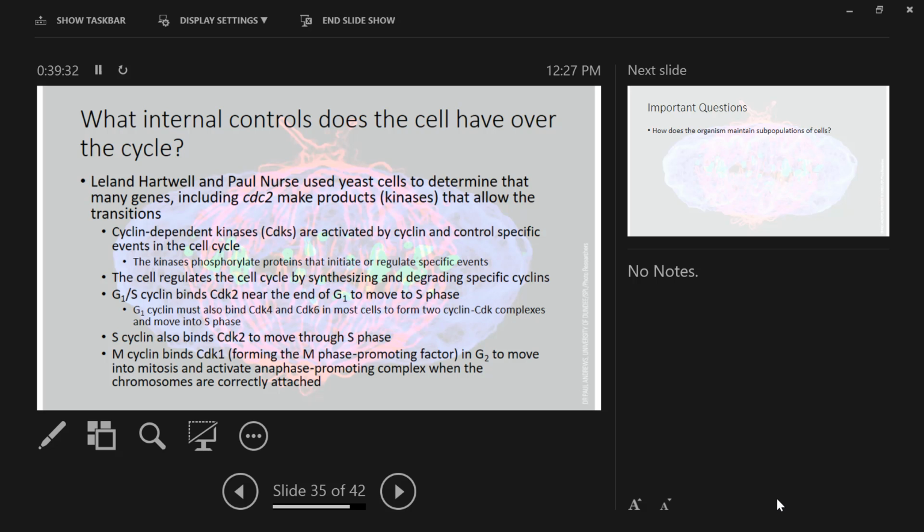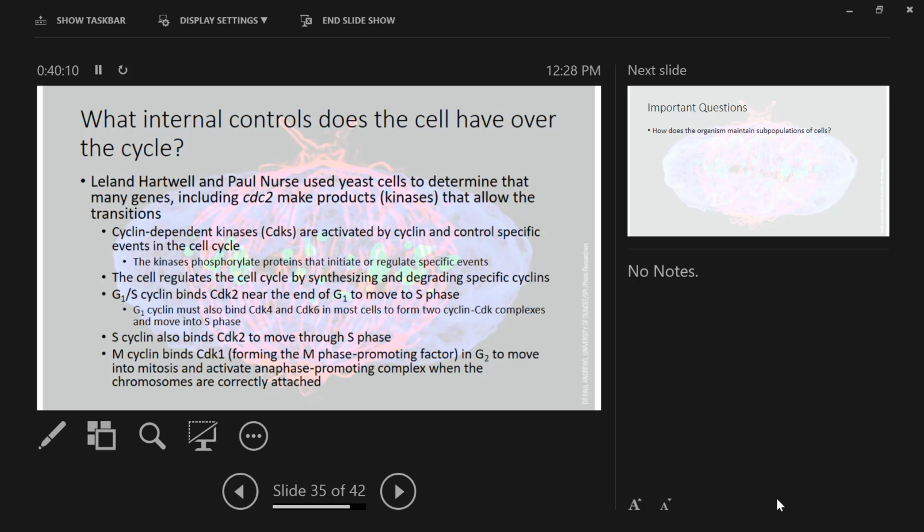All right, so we already mentioned this. G1S cyclin binds CDK2 near the end of G1. But you see this G1 cyclin also binds 2 separate CDKs, CDK4 and CDK6. And so what that means is that first main checkpoint, that G1S checkpoint, requires 3 different kinases to bind 3 different cyclins. It requires CDK2 to bind both the G1S cyclin and to bind the S cyclin afterwards, right? Do you remember that from the chart?